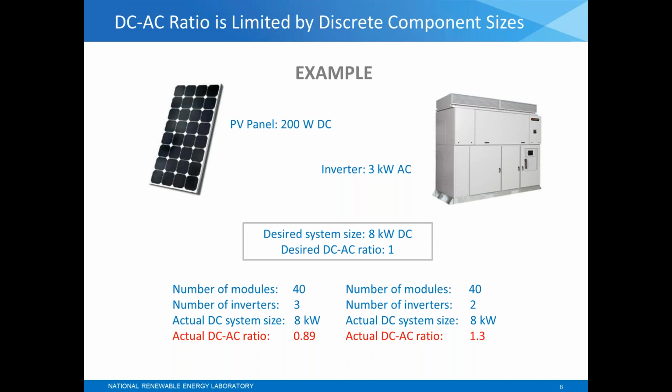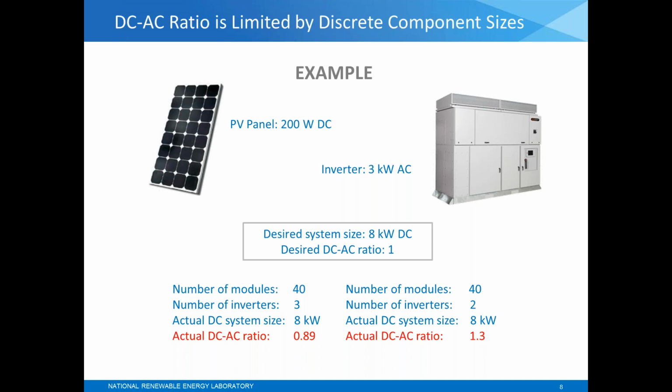And so I've given an example here where we're trying to make a system size that is an 8 kilowatt system, and we have some 200 watt panels. So fortunately, that divides nice and easily, which is why I chose it. So 40 modules will give you exactly an 8 kilowatt DC system. But then the trick comes with your inverter. So let's say you're getting the best deal on an inverter that is 3 kilowatts.